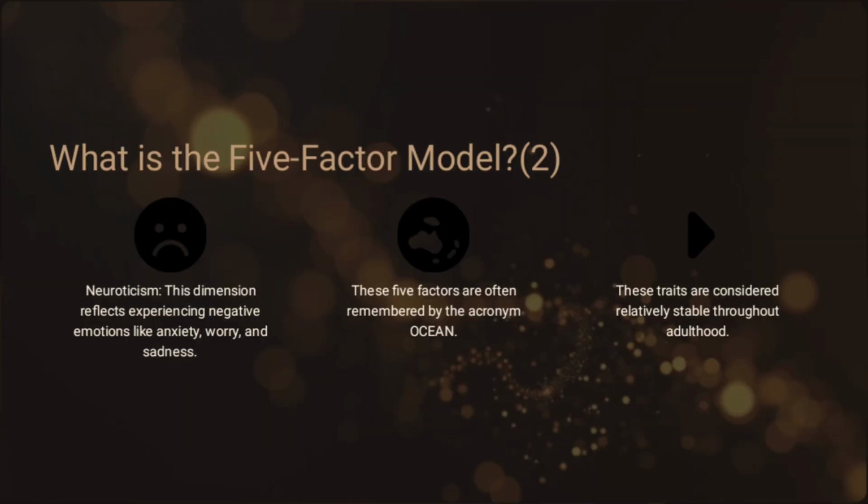So, part two of the five-factor model. Lastly, number five, neuroticism. This dimension reflects experiencing negative emotions like anxiety, worry, and sadness. These five factors are often remembered by the acronym OCEAN. These traits are considered relatively stable throughout adulthood.